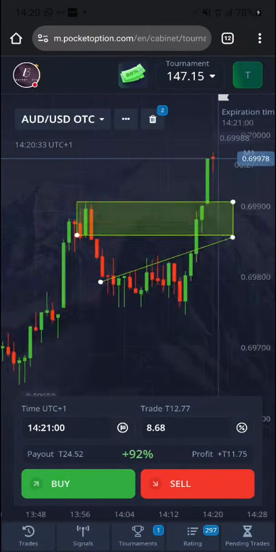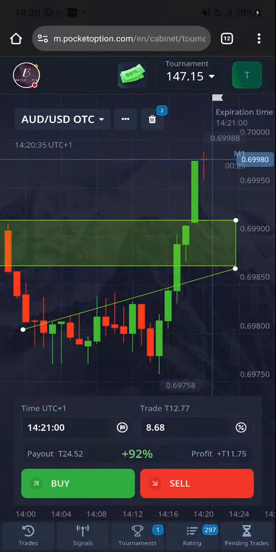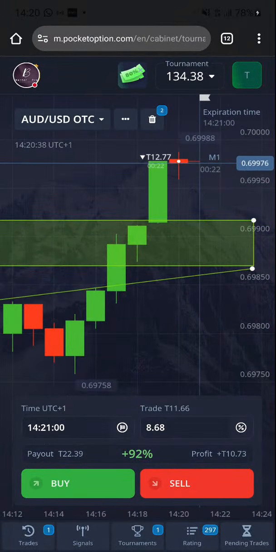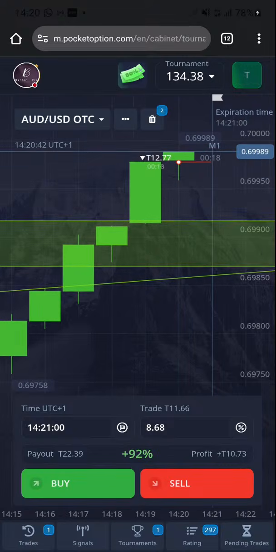Okay, fine. Now you can see this. In fact, let me go with the sellers. I've been wanting to go with sellers since, but this is an exhaustion candle.